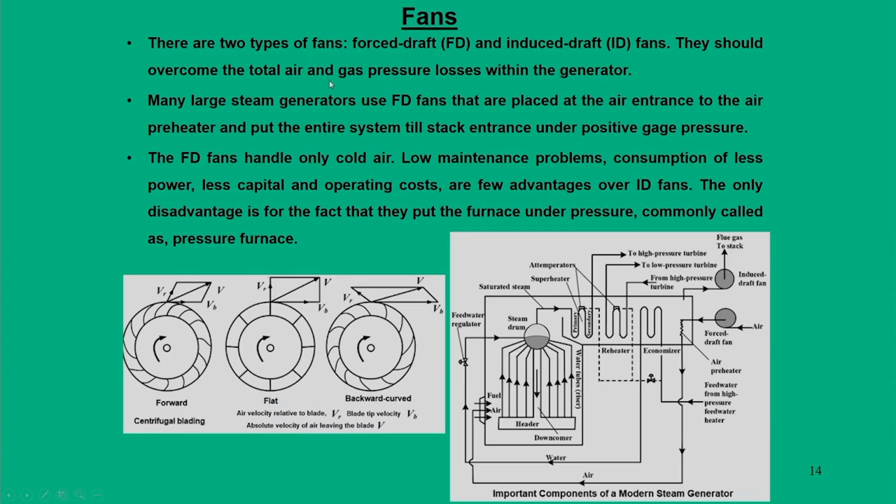There are basically two types of fan, forced draft fan and induced draft fan. They should overcome the total air and gas pressure losses within the steam generator. Many modern steam generators use forced draft fans that are placed at the air entrance to the preheater and put the entire system, till the stack, under positive gas pressure. So, they are forced draft fans. That means the unit is already in a pressurized state, because we use the forced draft fan to push the air into the system.